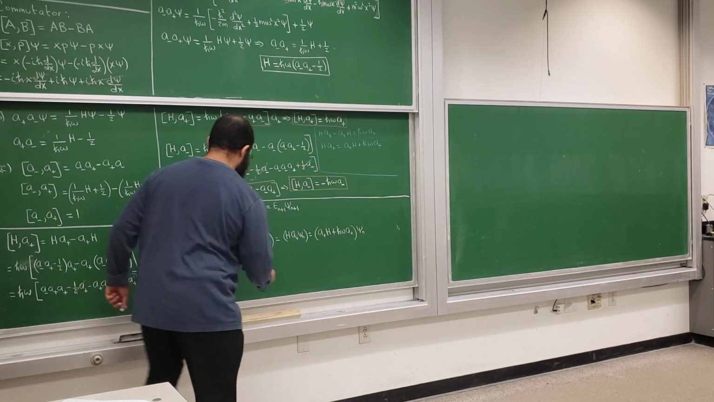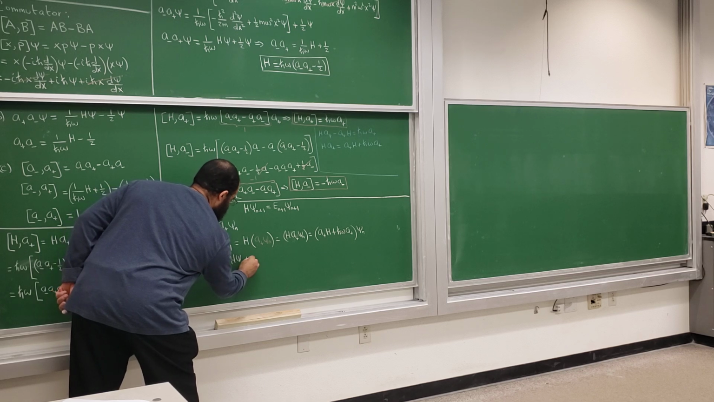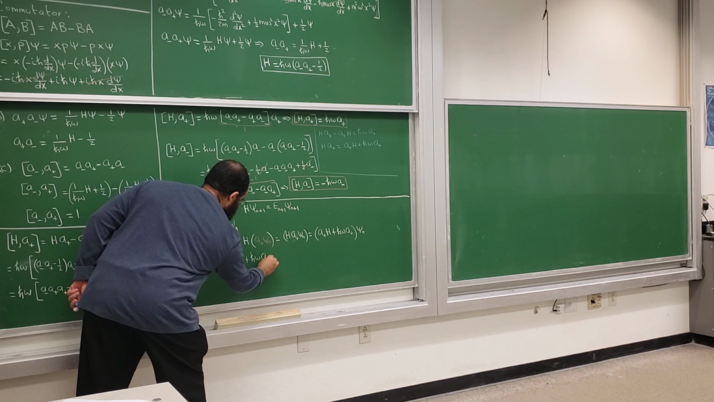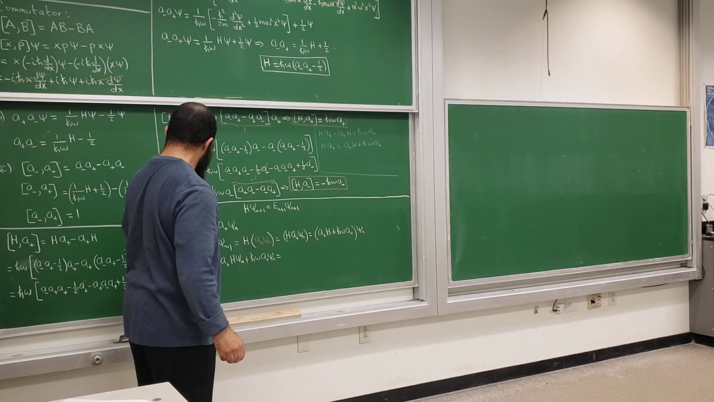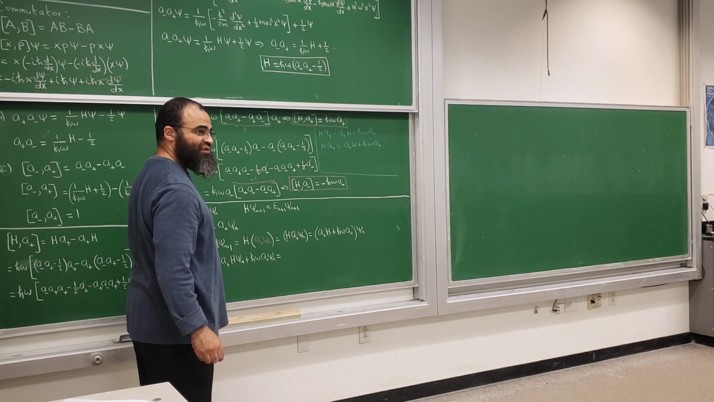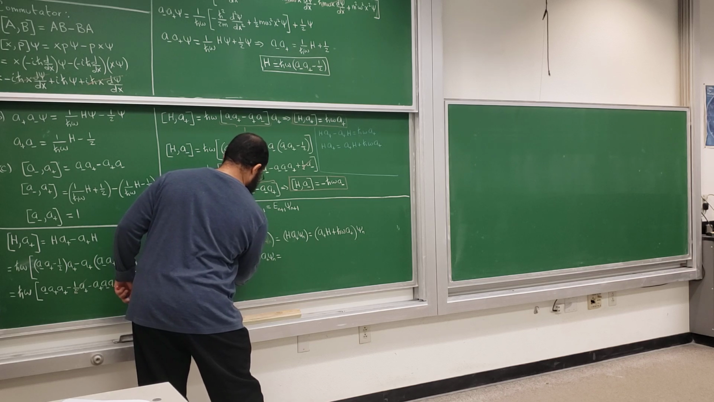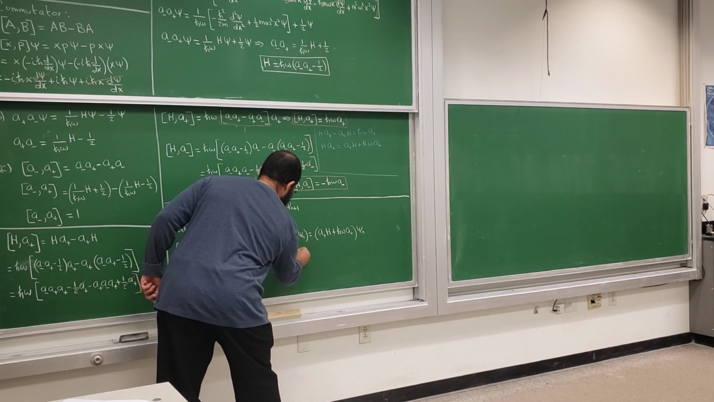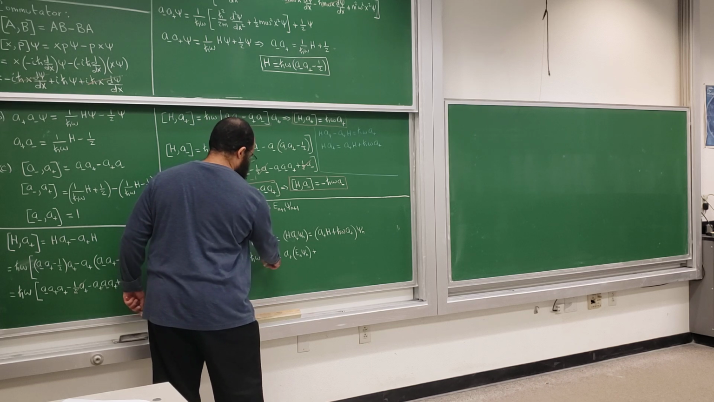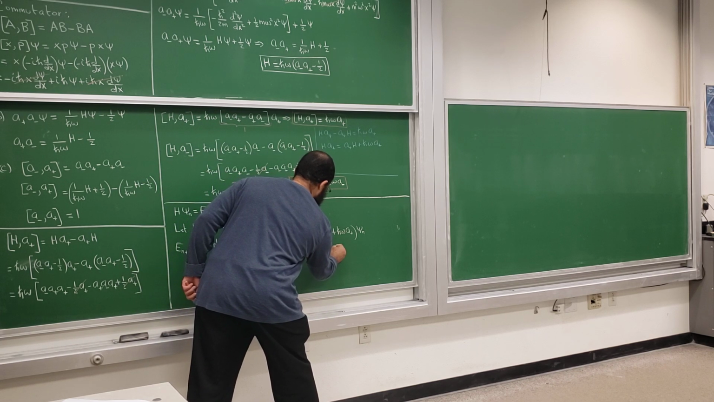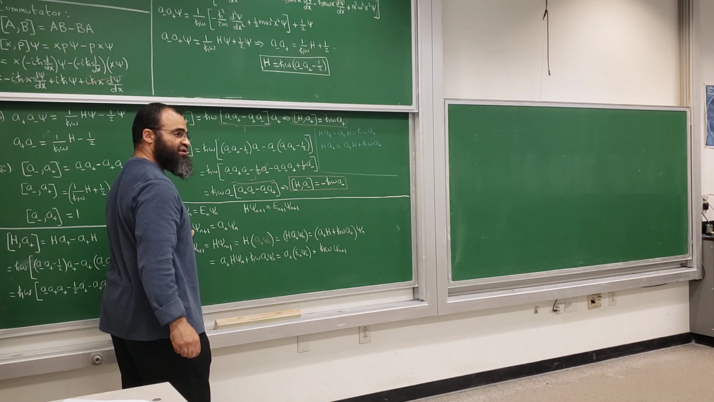Let me distribute psi n through so we can see it more clearly. Now what is H psi n? H times psi n is what? Is En times psi n, right? H times psi n is En times psi n. So I have a plus times En psi n plus h bar omega a plus times psi sub n. That's h bar omega psi sub n plus 1.